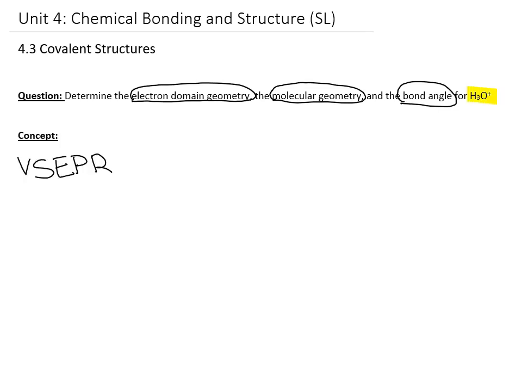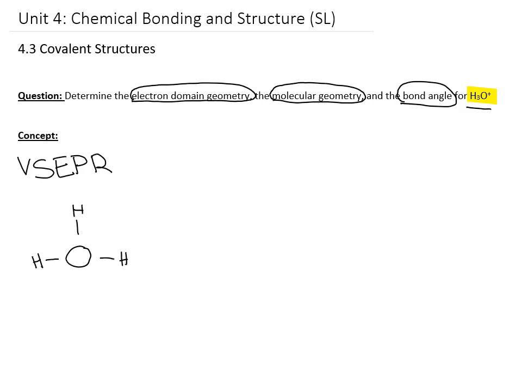The VSEPR theory stands for valence shell electron pair repulsion theory. It is used to determine the 3D structure of a molecule by using its 2D Lewis structure. Hence, we need to find the Lewis structure to begin. We see that H3O+ consists of one oxygen atom bonded to 3 hydrogen atoms.